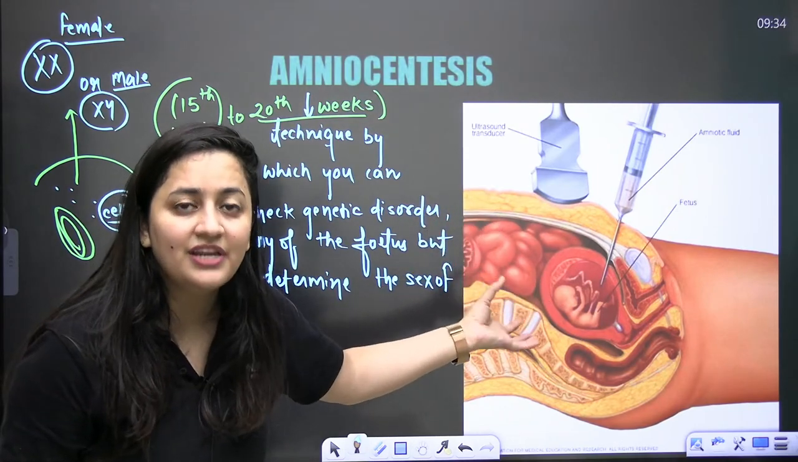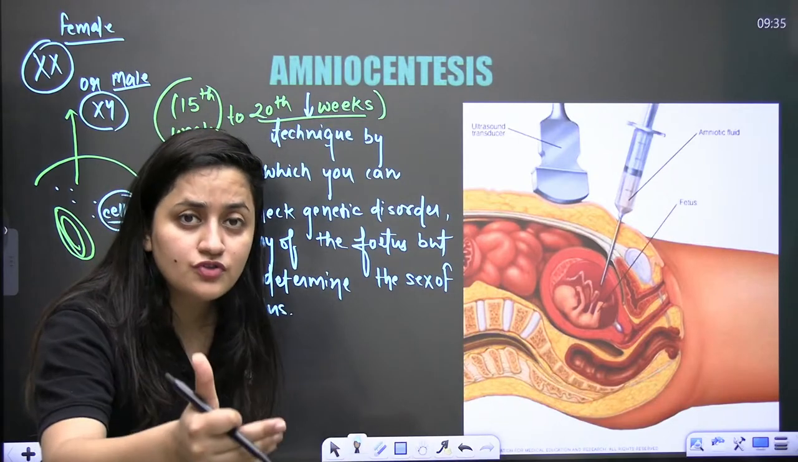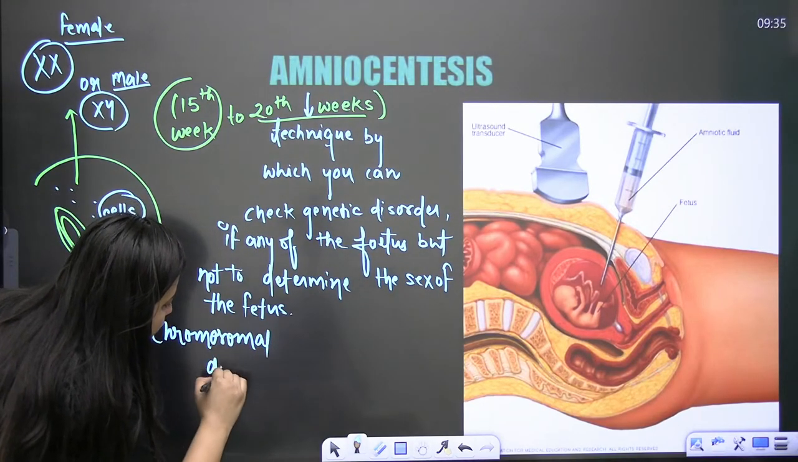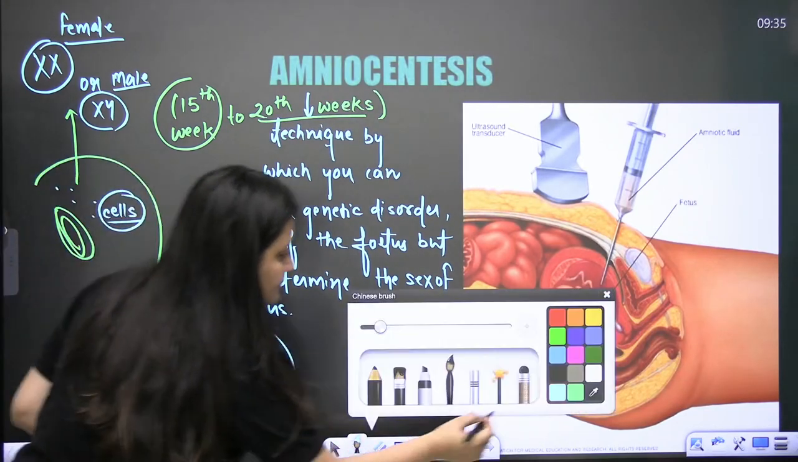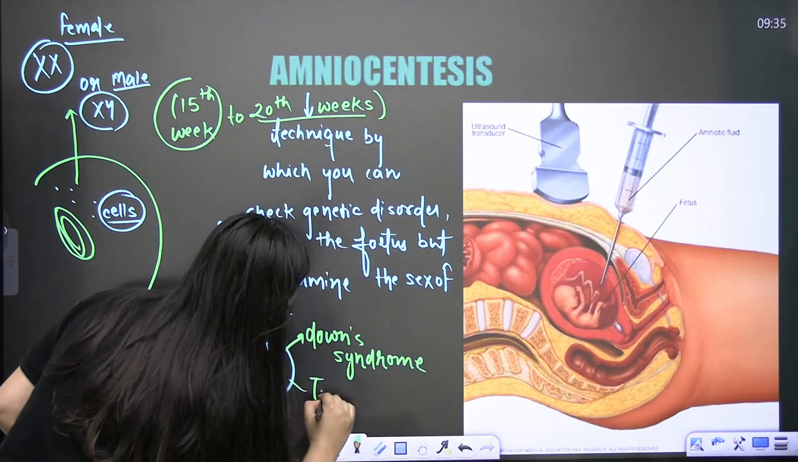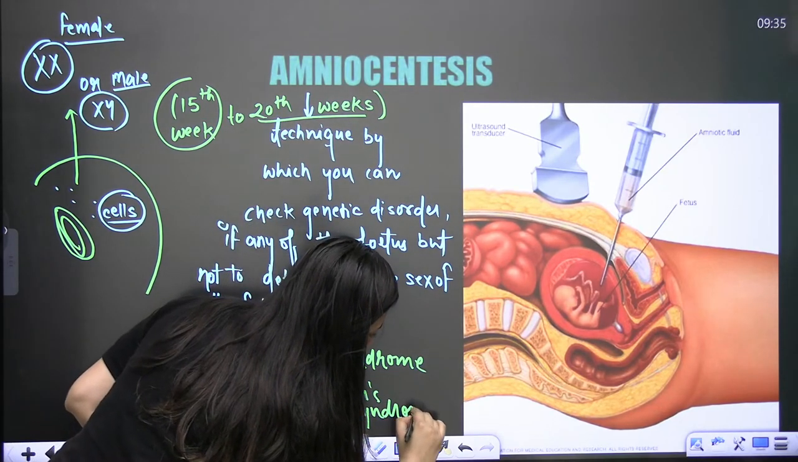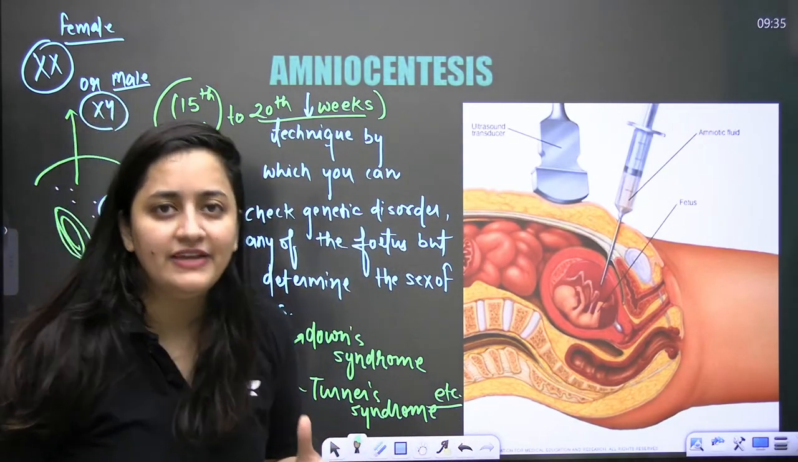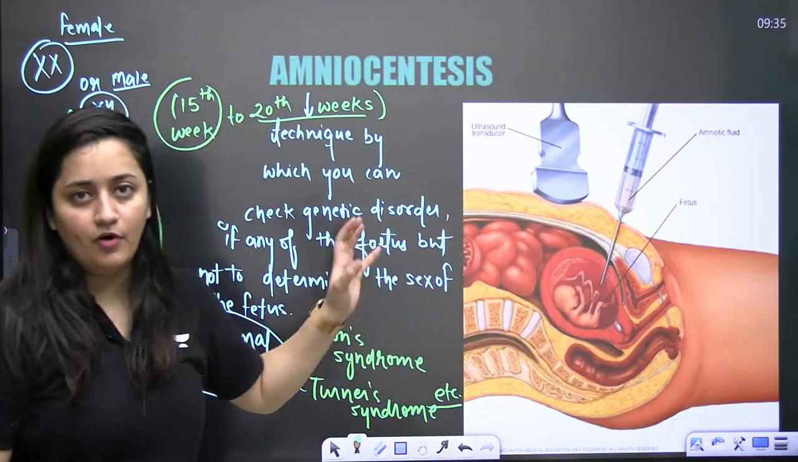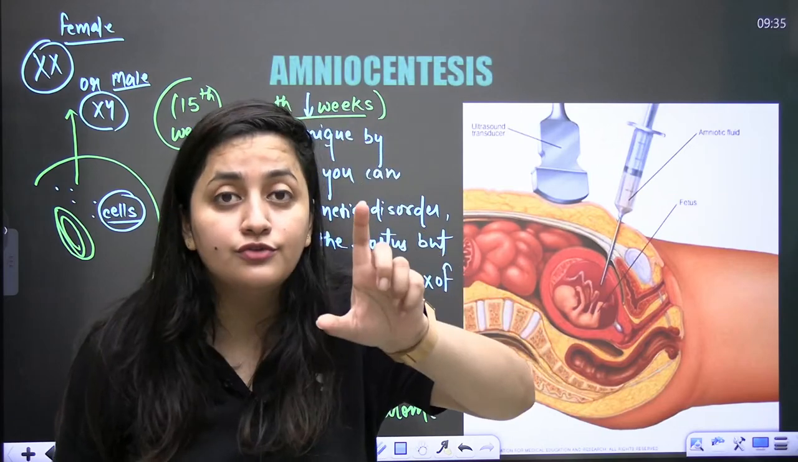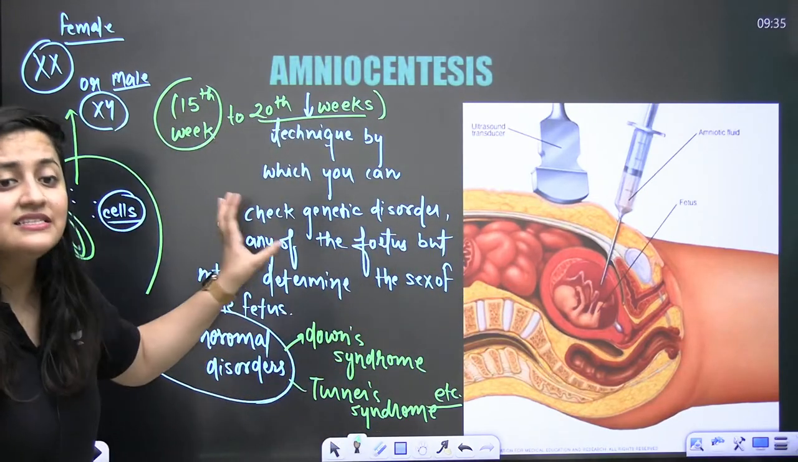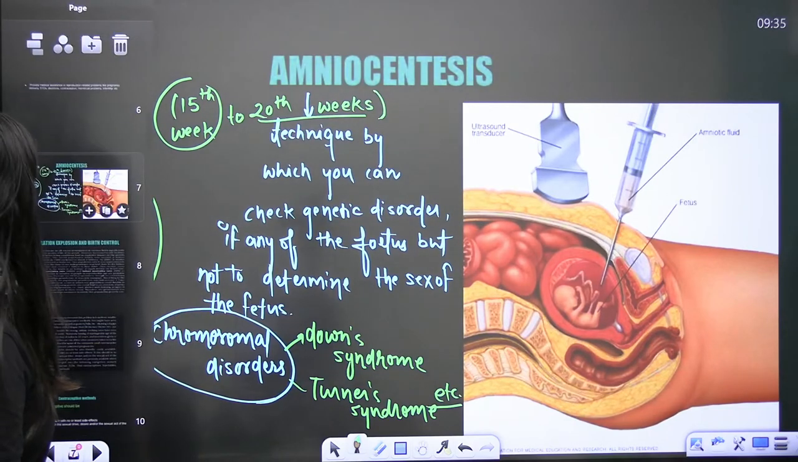But this technique is not meant for checking the sex. It is not for prenatal sex determination, but to check genetic disorders, like Down's syndrome and Turner's syndrome. These are chromosomal disorders. It is even used to check Mendelian disorders like hemophilia. Sickle cell anemia can also be checked. So this is how this technique is performed, but there is a ban on it because of sex determination misuse. Even biochemical things are also checked with the help of this technique. So this is amniocentesis. Any doubt here?